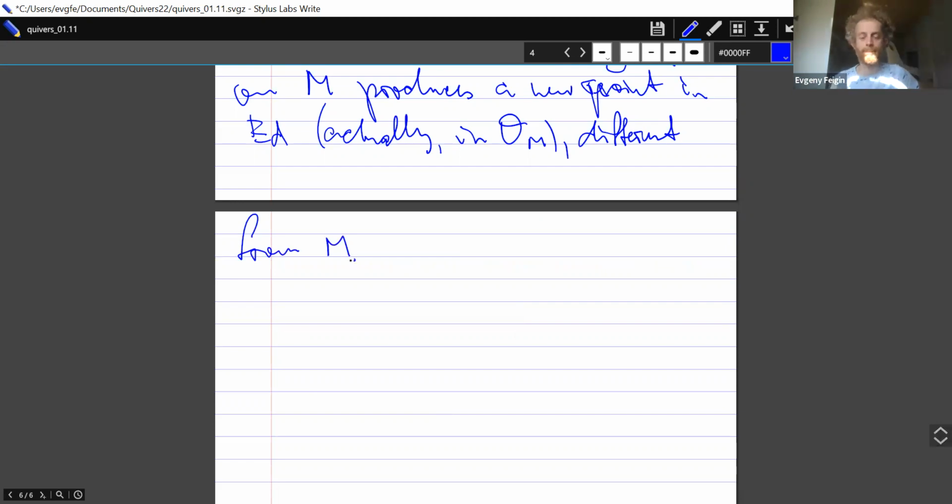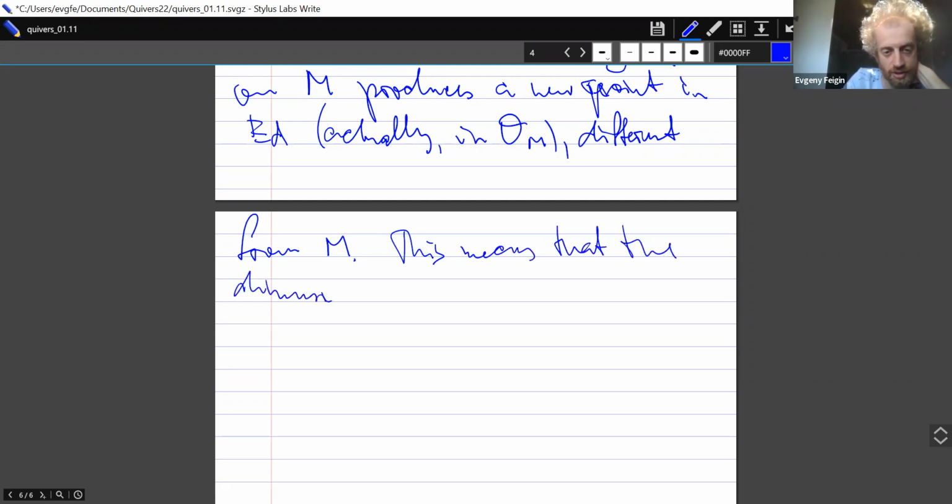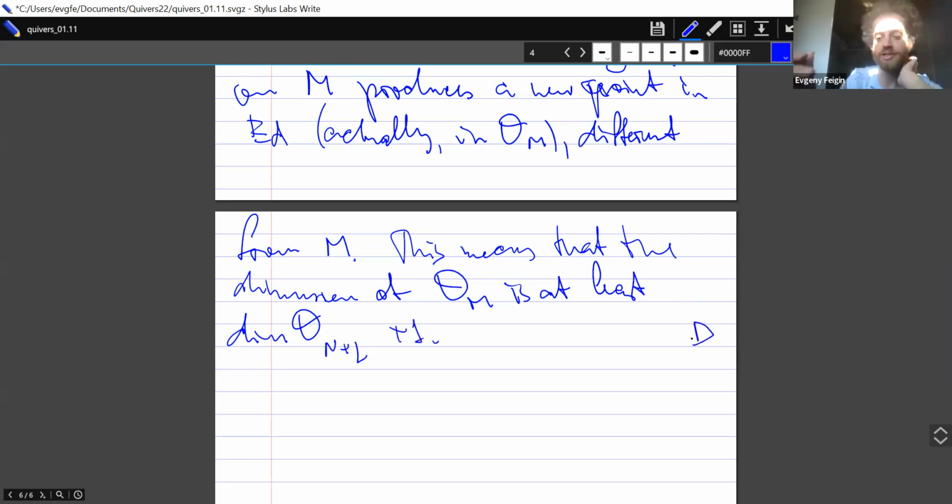Okay, so this means that we have kind of one parameter subgroup inside the group GD, which produces new elements in the orbit OM, but does not produce anything new in the orbit of L plus N. So this means that the dimension of OM is at least dim O of N plus L. Okay, so this one parameter subgroup does not do anything with L plus N because somehow it's just scalars of identities on N and L. But it does produce something new for M.